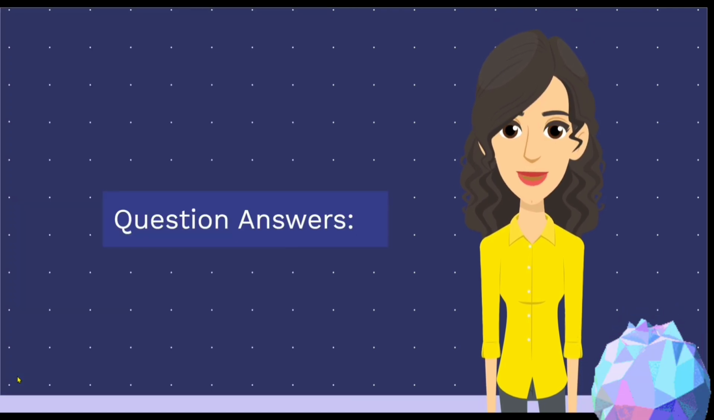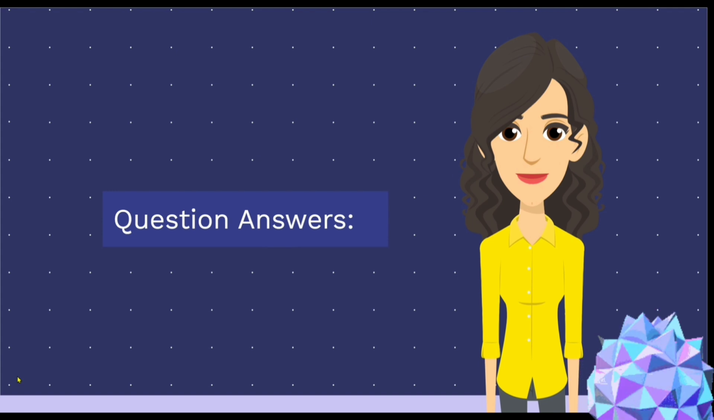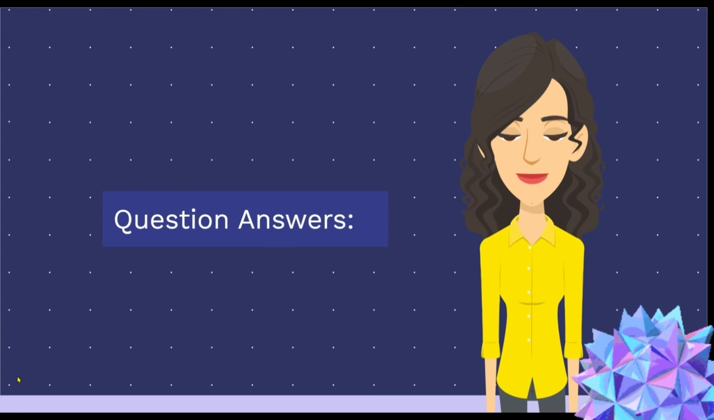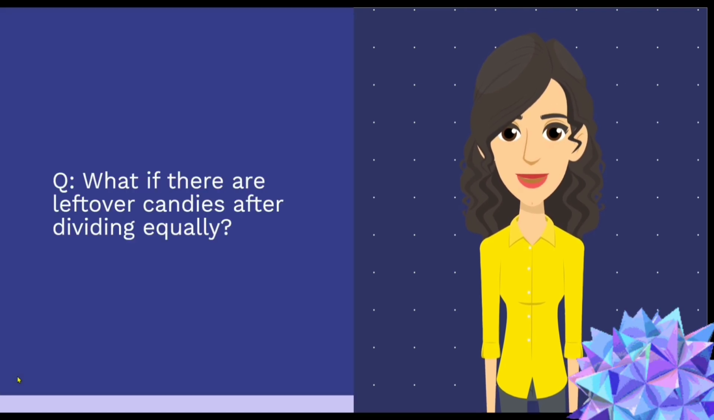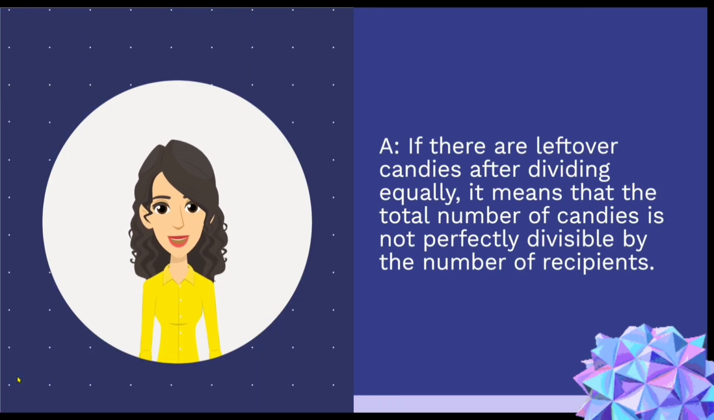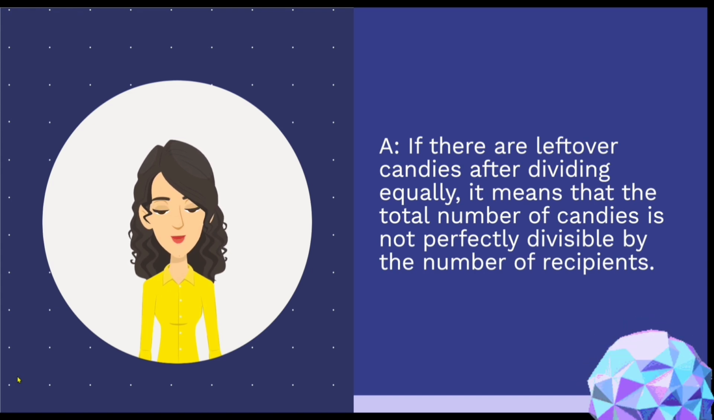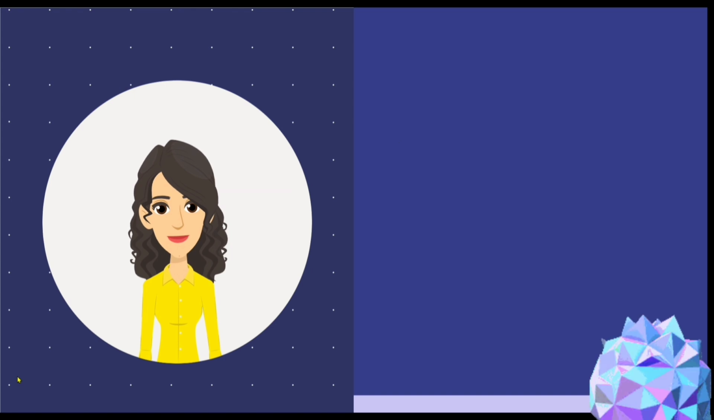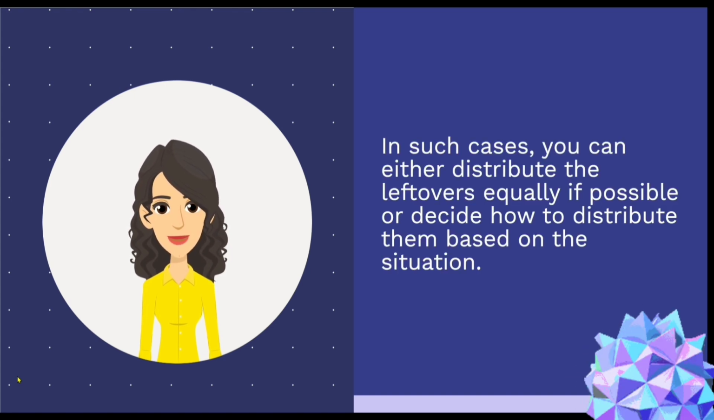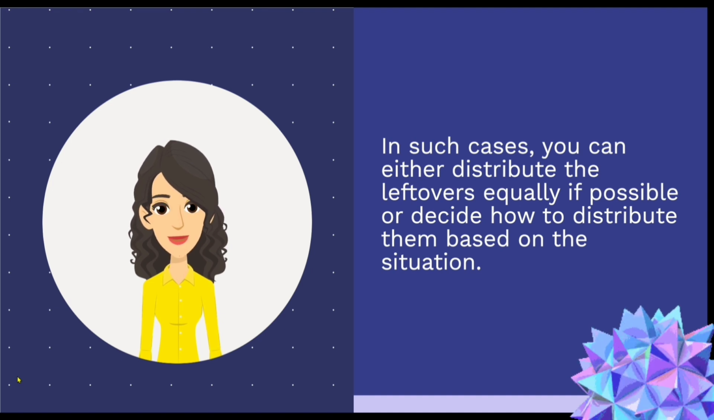Question answers. Question: what if there are leftover candies after dividing equally? A. If there are leftover candies after dividing equally, it means that the total number of candies is not perfectly divisible by the number of recipients. In such cases, you can either distribute the leftovers equally if possible, or decide how to distribute them based on the situation.